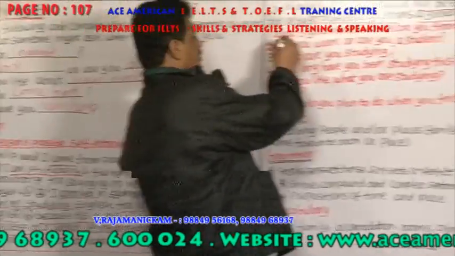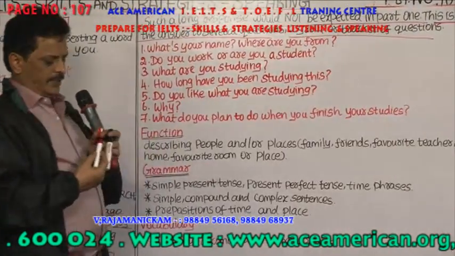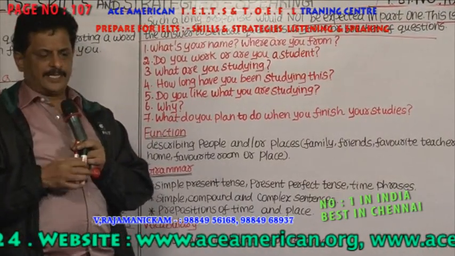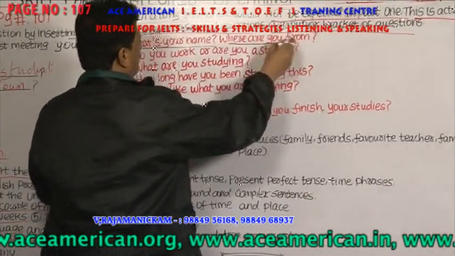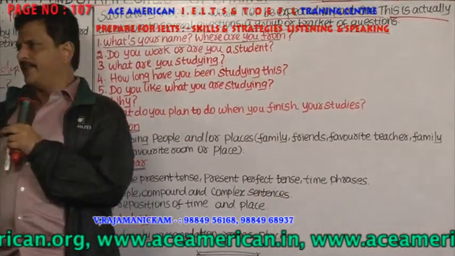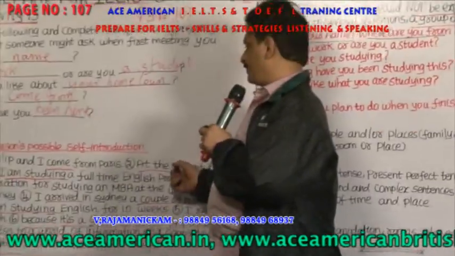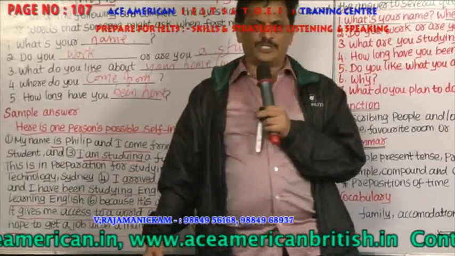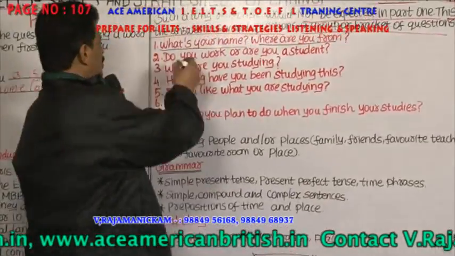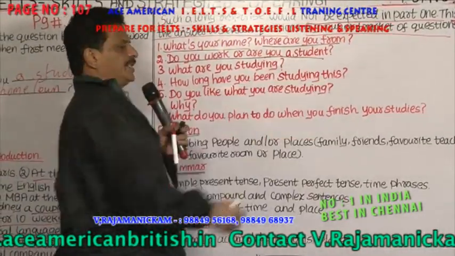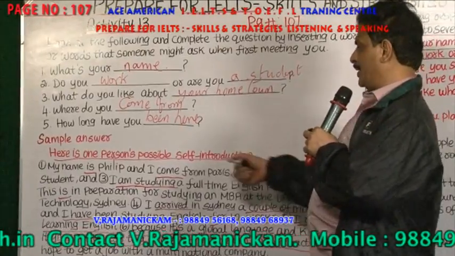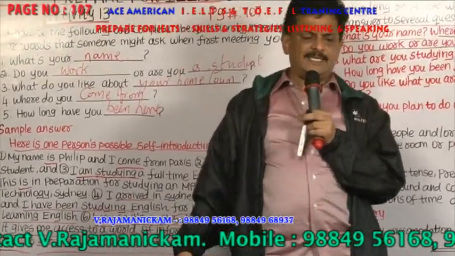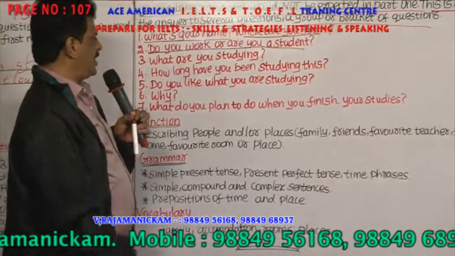So here, what's your name? Where are you from? The examiner will ask you a question. What's your name? Where are you from? So my name is so-and-so Philip. I come from Paris. This is the answer for the first question. Do you work or are you a student? At the moment I am a student. For the second question the answer is, at the moment I am a student.